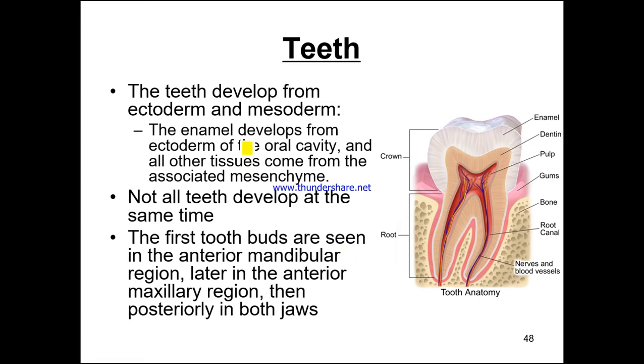The teeth develop from the ectoderm and the mesoderm. The enamel develops from the ectoderm of the oral cavity, and all other tissues come from the associated mesoderm. Not all teeth develop at the same time. The first tooth buds are seen in the anterior mandibular region, later in the anterior maxillary region, then posteriorly in both jaws. And we'll go through this as we go through our head and neck.